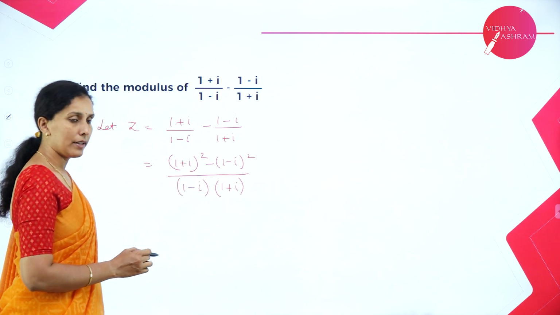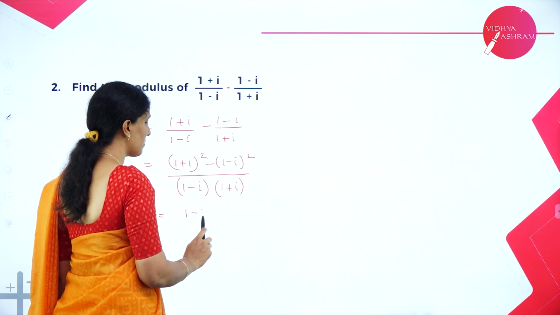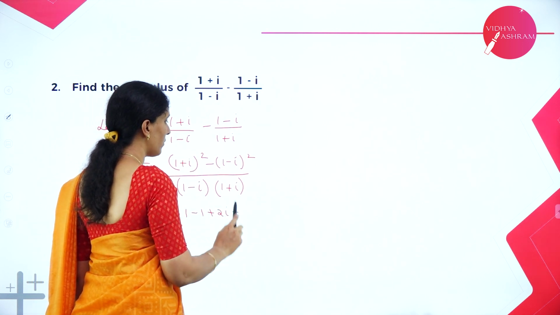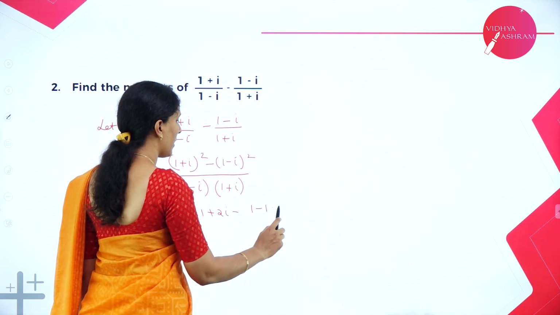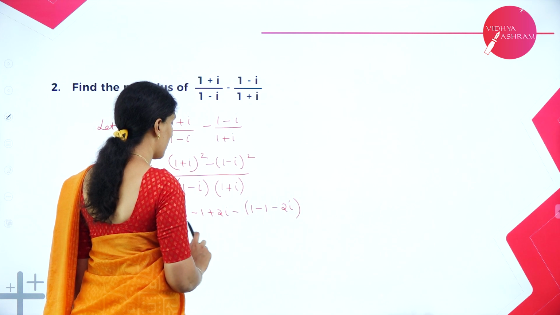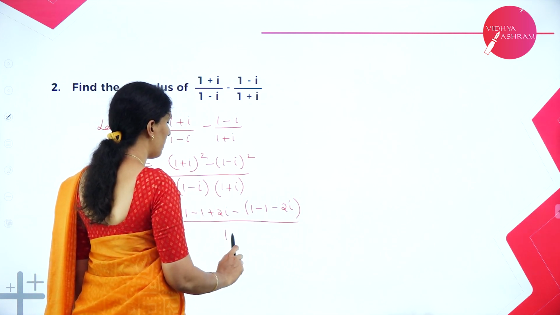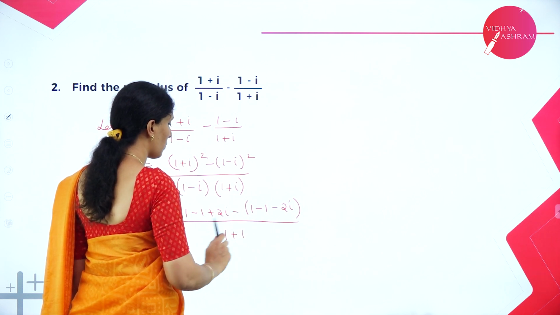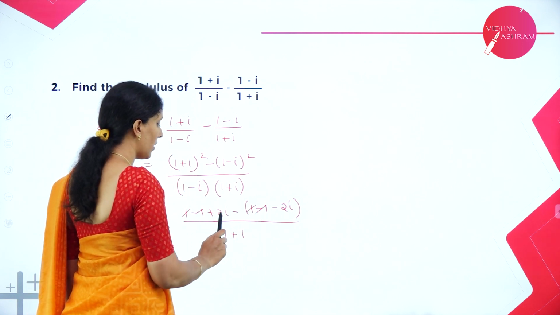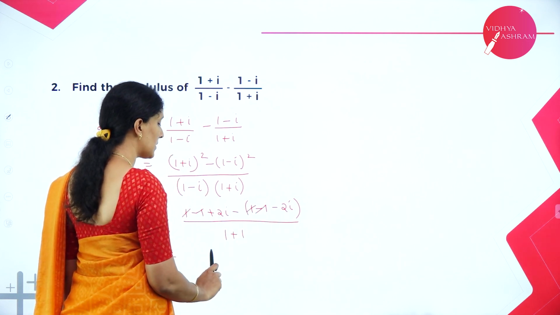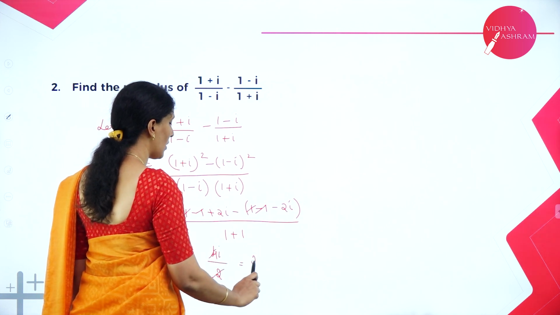If you expand this, you will get 1 square is 1, plus i square is minus 1, plus 2i. Next we have 1 square is 1, plus i square is again minus 1, minus 2i. The whole is divided by, here it is a square plus b square, so 1 square is 1 plus 1 square, again 1. So next we have 1 minus 1, 1 minus 1, 2i, minus of minus 2i becomes plus 2i, so 4i divided by 2. When it cancels, we get the value as 2i.